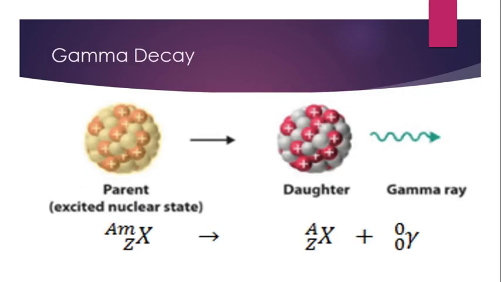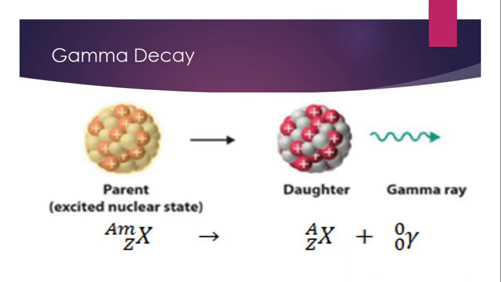Now what is gamma decay? Gamma decay is the process of emission of gamma rays. And during this process, there is no change in atomic number and no change in mass number of the nuclei. See, what happens is that after the emission of alpha or beta particle, the nuclei will remain in an excited state.